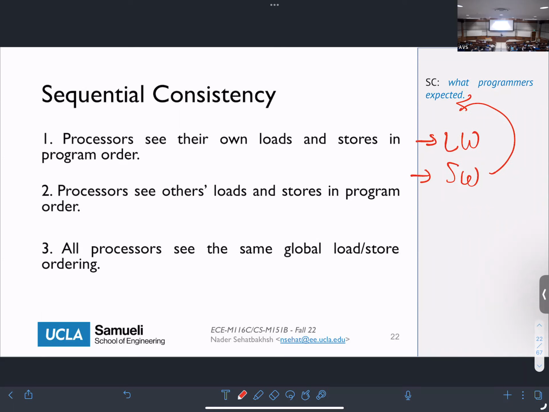And not only that, sequential consistency is actually pretty strong. It will also say that other processors will see the loads and stores in the same ordering. And remember, we are not just talking about only loads or only stores. We're talking about both loads and both stores. So you cannot reorder stores. You cannot reorder loads. You cannot reorder loads versus stores, and you cannot do the other way. So all the 4 combinations are not allowed in sequential consistency.